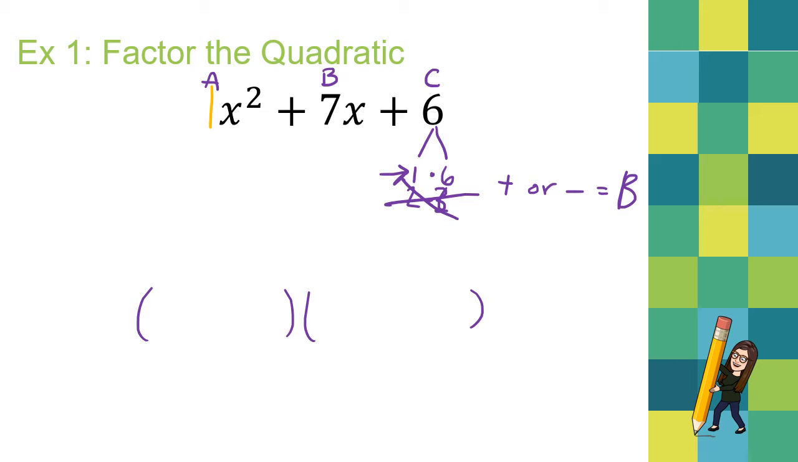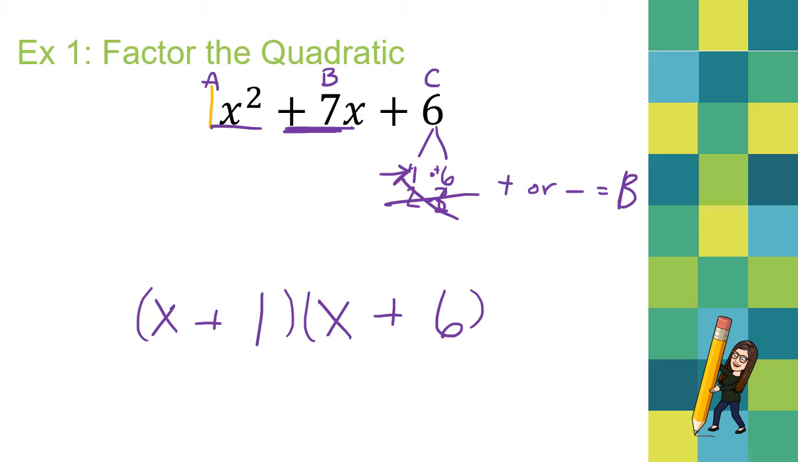So what times itself gets me to x squared? X and x, and we're going to stick to that today. My factors of 6 are 1 and 6. It's a positive 6, so positive, positive. And a positive 6 plus a positive 1 gets me to a positive 7. So we're really going to work on your number sense, playing with the numbers, seeing the patterns, what can add or subtract, thinking ahead, okay?